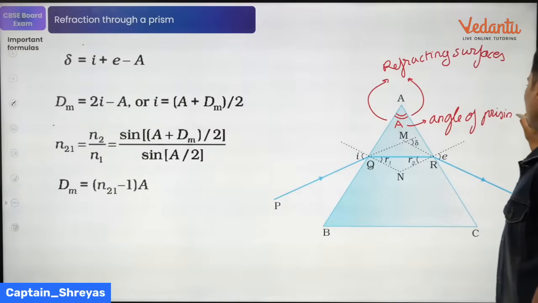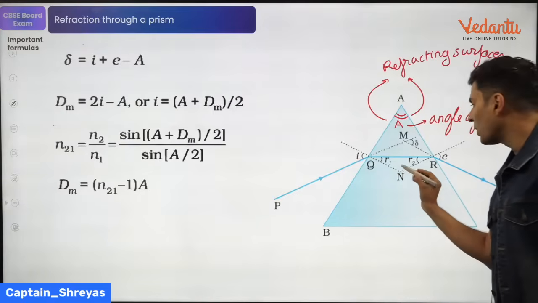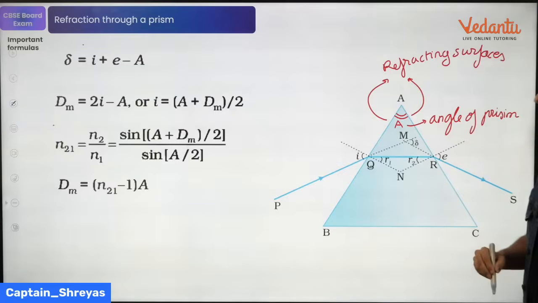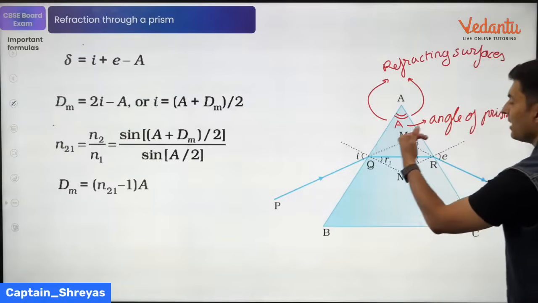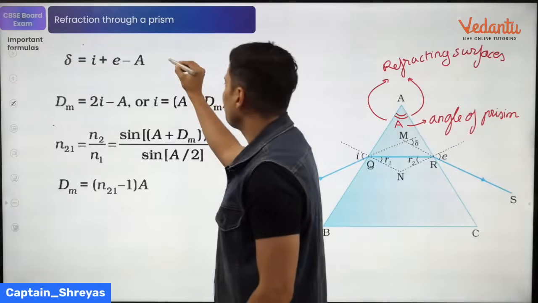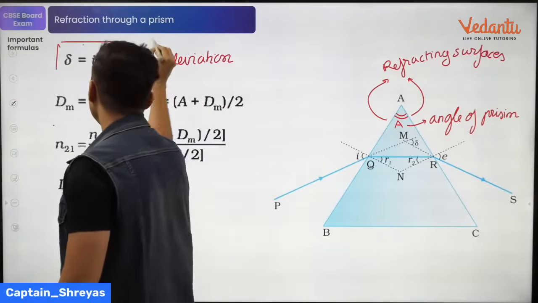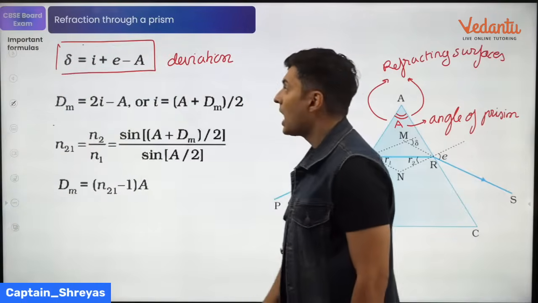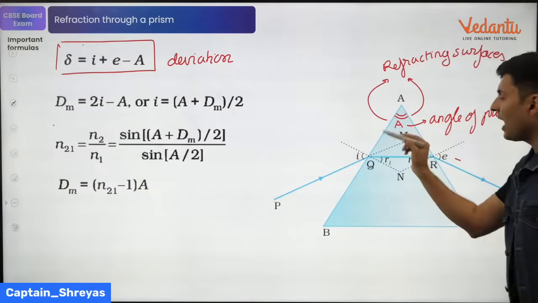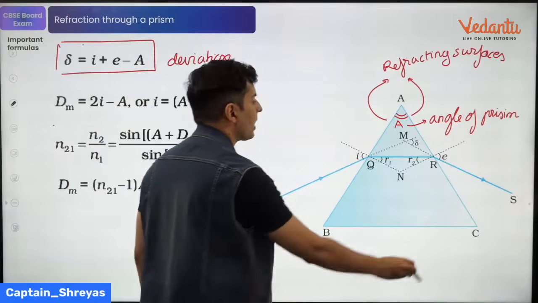You will see that the ray enters at an angle I, it will refract at angle R1, it will be incident at an angle R2, and it will emerge out at an angle E. You can see the ray which was going here deviates by a certain amount, delta. So the deviation produced is given by I plus E minus A. I is the incident angle, E is the emergent angle, and A is the angle of the prism. Keep this in mind. Very, very important.